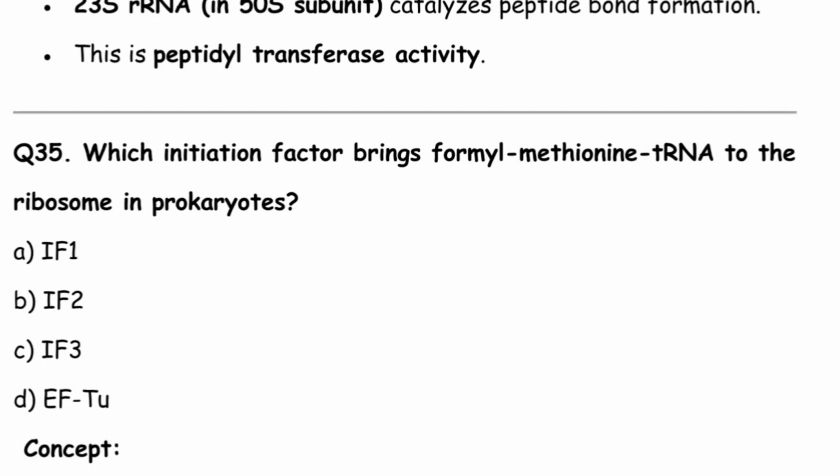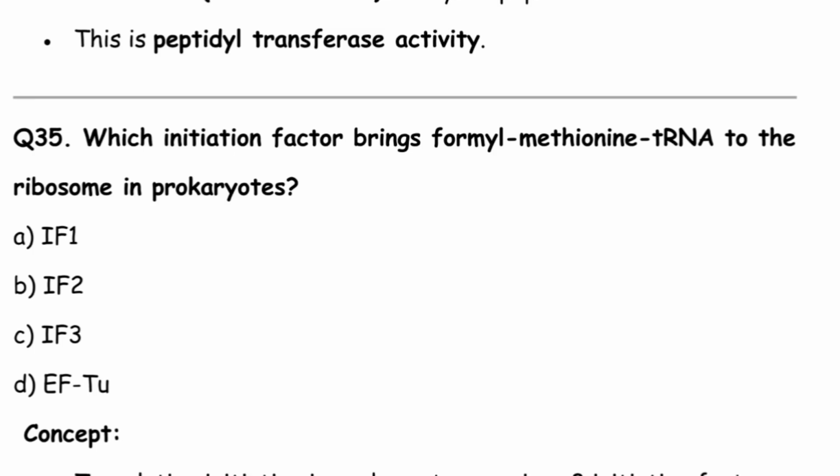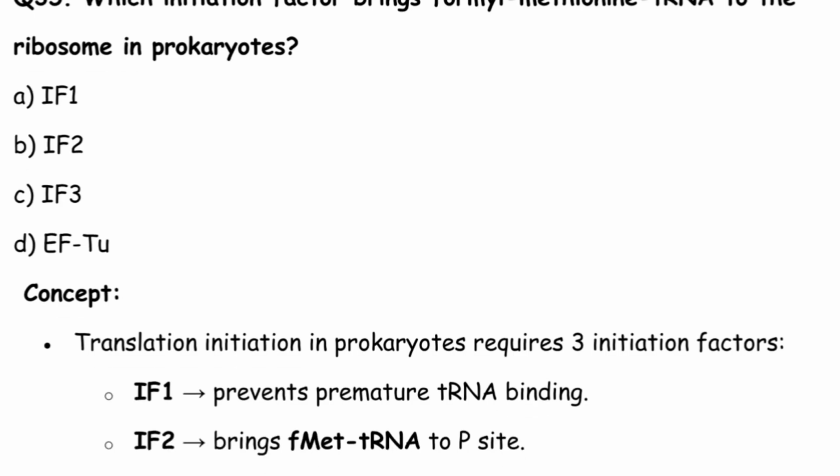Next question: which initiation factor brings formylmethionine tRNA to the ribosome in prokaryotes? A. IF1, that is initiation factor 1, B. Initiation factor 2, C. Initiation factor 3, and D. EF-Tu. The correct answer is B, initiation factor 2.